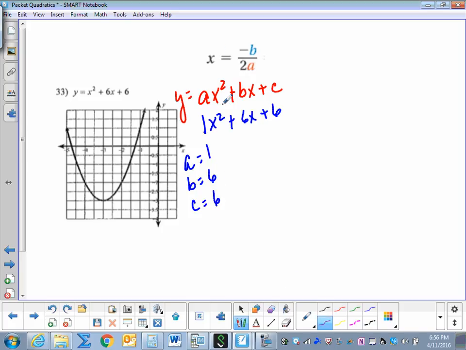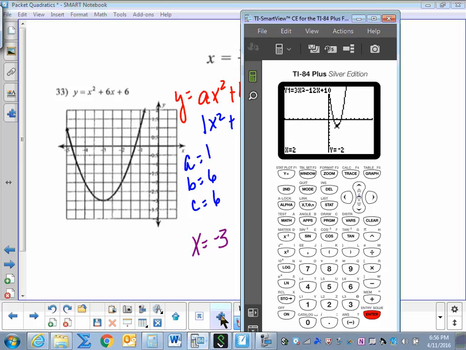Now I'm going to substitute that into my formula. x is equal to negative 6 over 2 times a, which is 2. x equals negative 3. So my axis of symmetry is x equals negative 3.